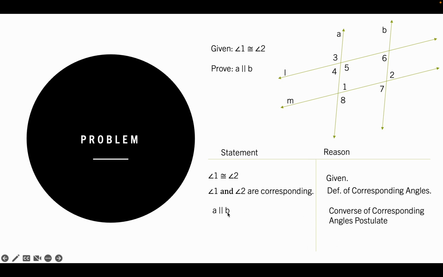You could actually use this to prove that L and M are parallel too, because if those two are corresponding angles, then A and B must be parallel and L and M must be parallel.